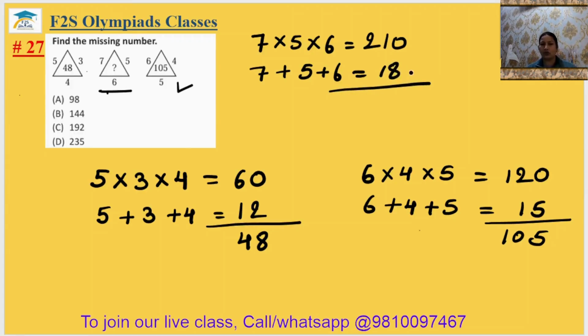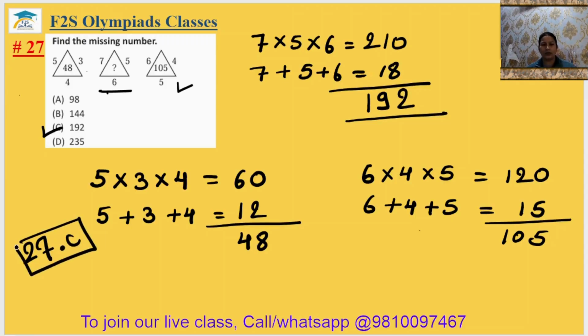If you subtract both of them, 10 minus 8, it will be 2, 10 minus 1, 9 and 1, 192. It is available in option number C. So the 27th answer is option C.